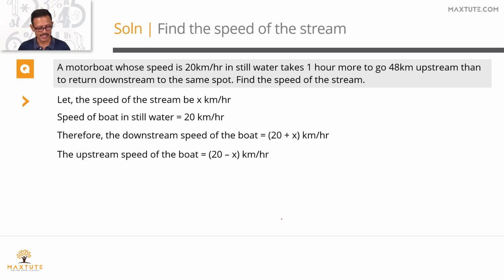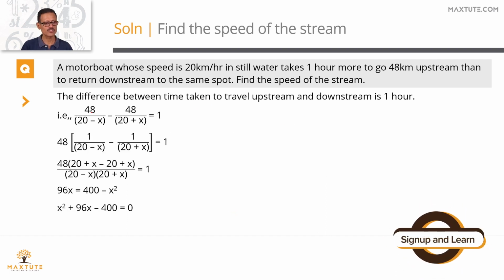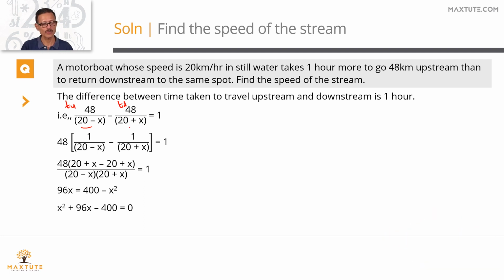Quickly summarize it right from framing the equation. The variable that I have taken is the speed of the stream to be x. So upstream speed is 20 minus x. Downstream speed is 20 plus x. Time taken to travel upstream is going to be distance divided by the speed. Time taken to travel downstream is this. Downstream it's going to take lesser time because the speed is more. So the difference between those two is equal to 1.